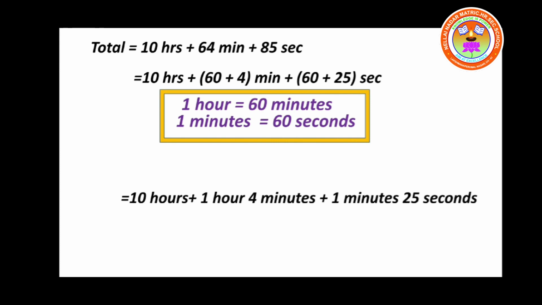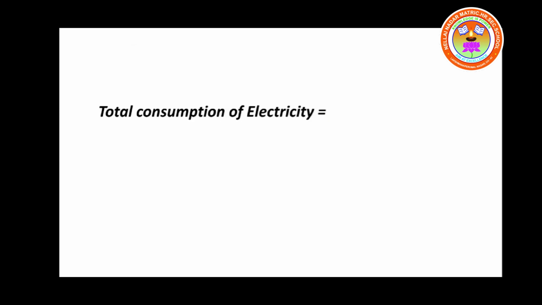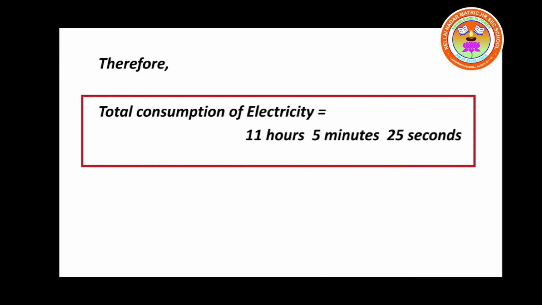10 hours plus the 60 minutes I have written as 1 hour, so 1 hour 4 minutes. Same way, the 60 seconds I have written as 1 minute 25 seconds. So this 1 hour is added with the 10 hours now, and the 1 minute is added with the 4 minutes now. So your final answer is 11 hours 5 minutes and 25 seconds. Therefore the total consumption of electricity is equal to 11 hours 5 minutes and 25 seconds. That is your final answer.